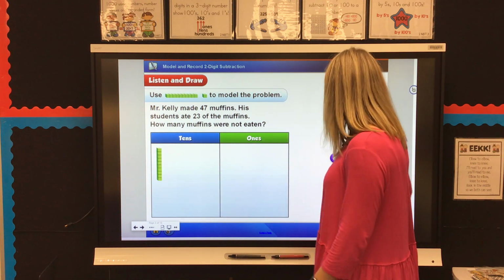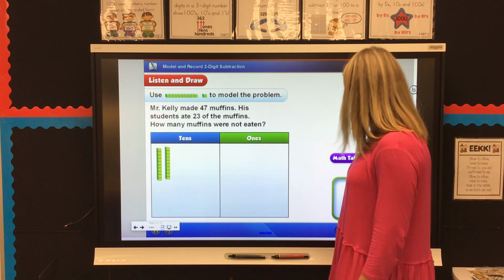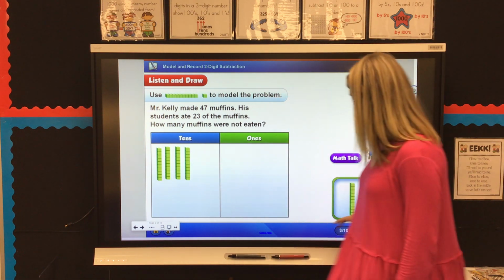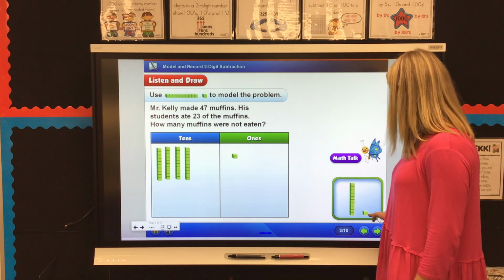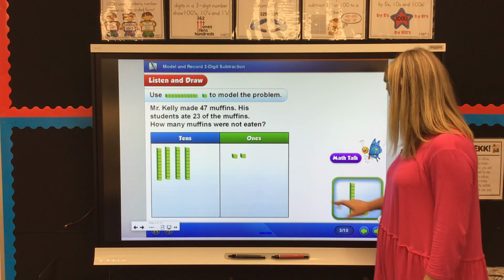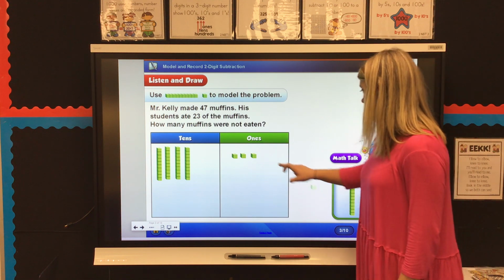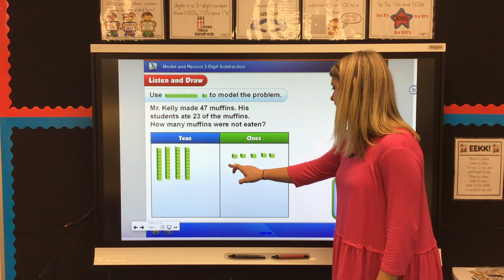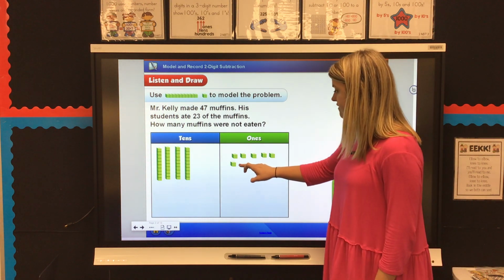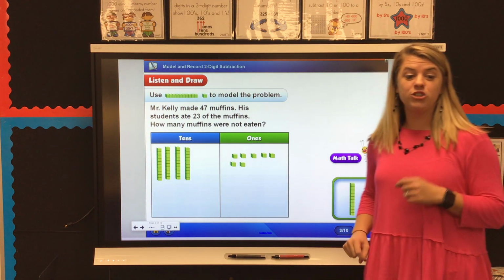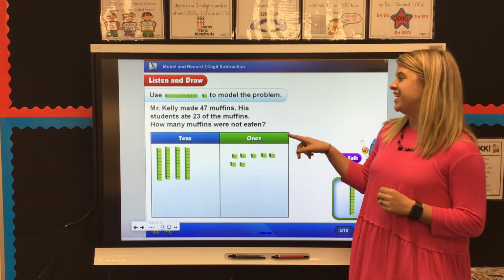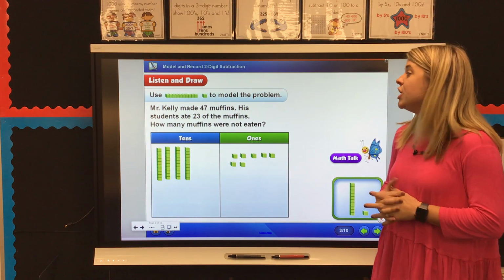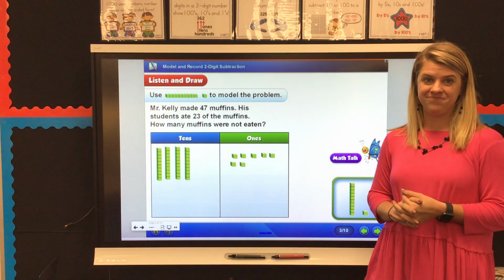1, 2, 3, 4 tens, and 7 ones. 1, 2, 3, 4, 5, 6, 7. All right, so make sure you have drawn 4 tens and 7 ones to represent the 47 muffins that Mr. Kelly and his students made.